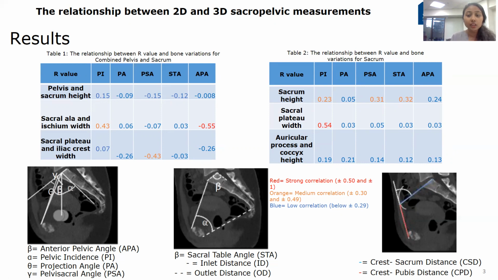wrong. And from our result, the pelvic incidence angle is strongly correlated with the sacral plateau width, which means if a patient is having a higher pelvic incidence angle, then the width should also be higher. And the pelvic incidence angle in the first figure is alpha, which is formed by the midpoint of the sacral endplate and the bicoxofemoral head.